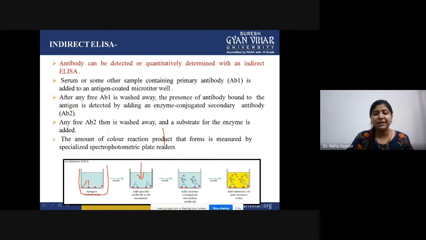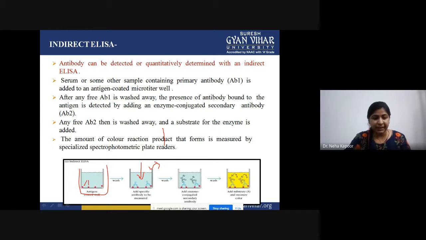Once this first step is complete, we give it a wash. After any free antibody is washed away, the presence of antibody that is still bound to that antigen can be detected by adding a secondary antibody. But that secondary antibody is conjugated with some sort of enzyme.